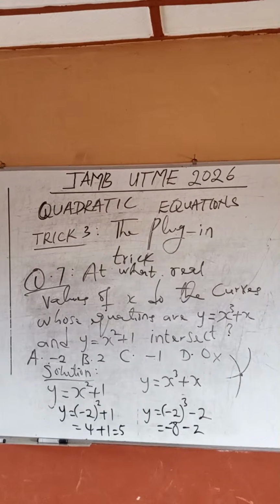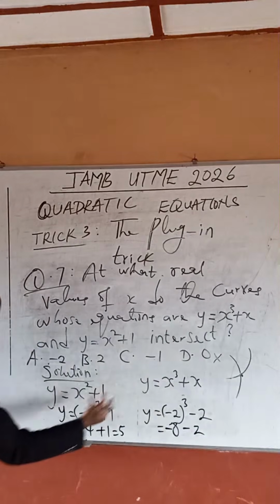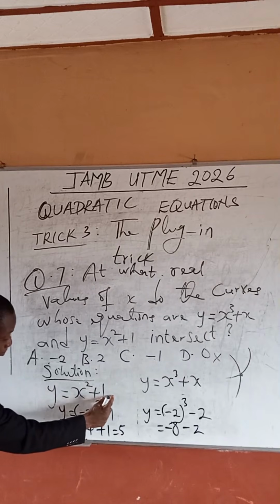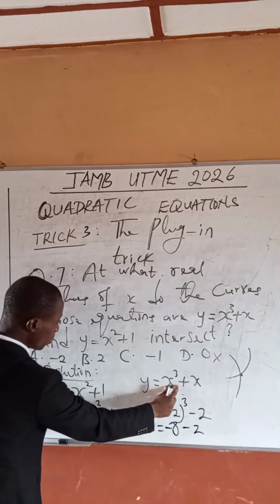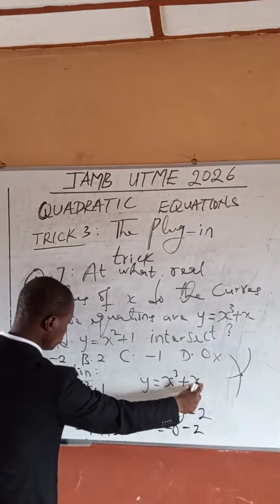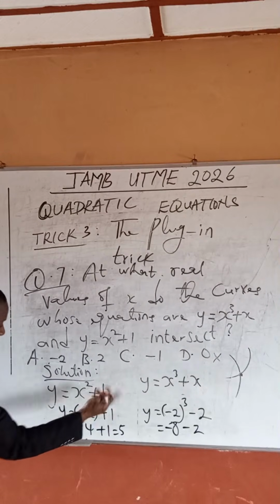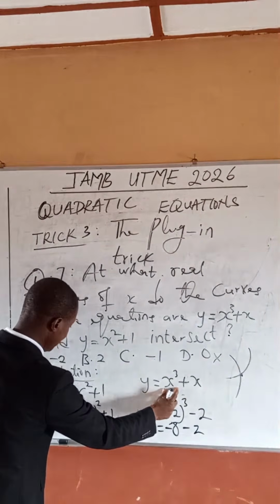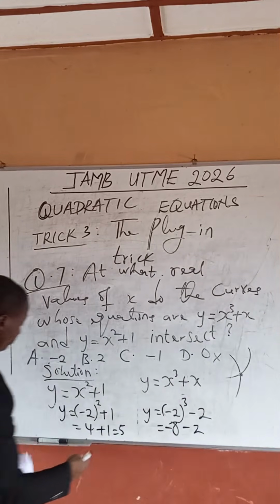Yes, I'm waiting. We have tried 0, it didn't work. We have tried 2, it didn't work. We have tried minus 1, it didn't work, because minus 1 here will give us 1 plus 1, which is 2, then minus 1 here will give us minus 1, minus 1 minus 1, which is minus 2. Then minus 2 will give us here 4 plus 1, that's 5, then minus 8 here, and minus 8 minus 2 is minus 10. So all of them didn't work. Then we try 0.